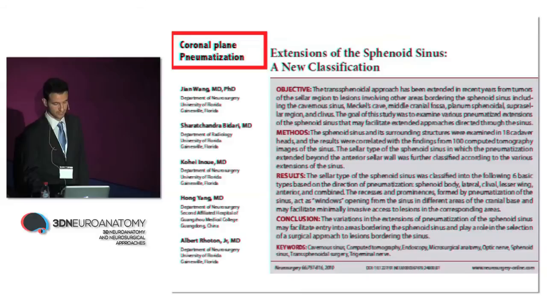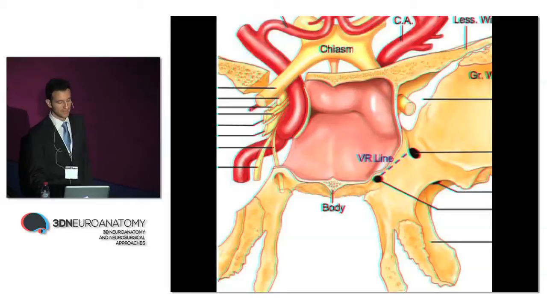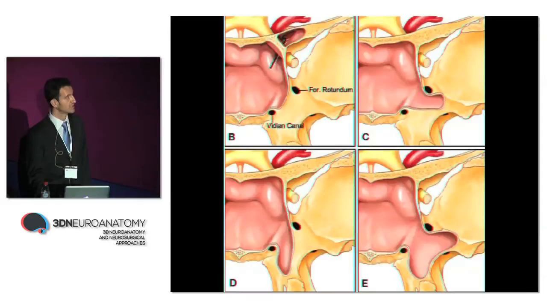The coronal plane pneumatization is well described in this article of Professor Rhoton and collaborators, published about 3-4 years ago, and considers if the pneumatization goes towards the lesser wings, the greater wings, or the pterygoids. Based on this article, we have different types. The body type, if it does not expand. Here you can see the lesser wing type. Here, the greater wing type, the pterygoid type, and the mixed type is because it's a mix of the greater wing and pterygoid.